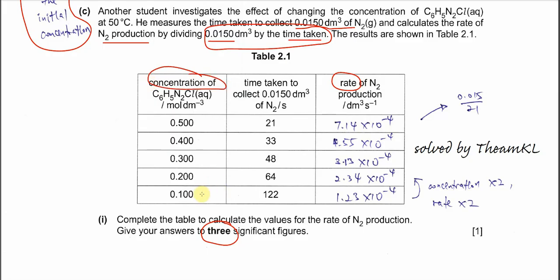So we're going to use the rates compared with the concentrations. We use the easier one. Let's say when the concentration is now double, from 0.1 mole per dm cube to 0.2 mole per dm cube, the rate of the nitrogen production is actually double. 1.23 to 2.34, so it's almost double. So we know that the order of this reactant is first order, because when concentration doubles, rate doubles, it means it's first order.